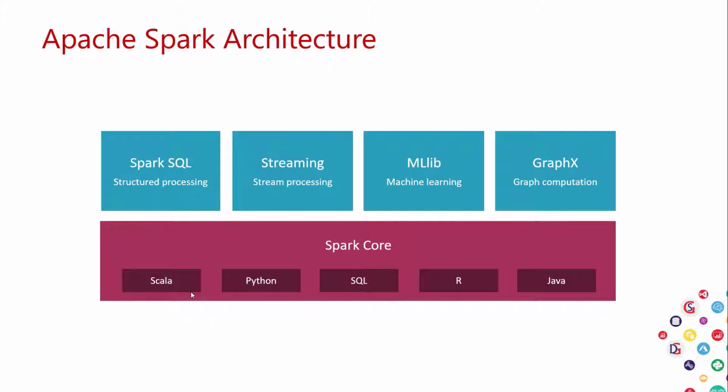On top of Spark Core, there are multiple libraries available. One of them is Spark SQL. In case you want to do batch processing, or basically you want to build your ETL pipelines, you can use the Spark SQL library. If you want to do streaming, you can use a streaming library. If you want to do machine learning, there is a machine learning library built on top of Spark Core, and you can use that to do machine learning. That is what is called MLlib.